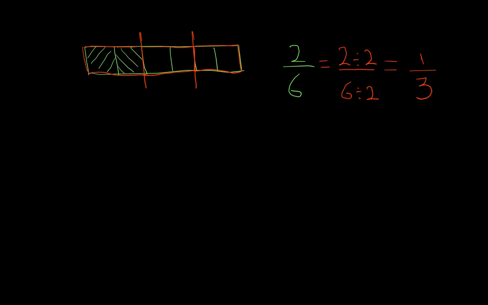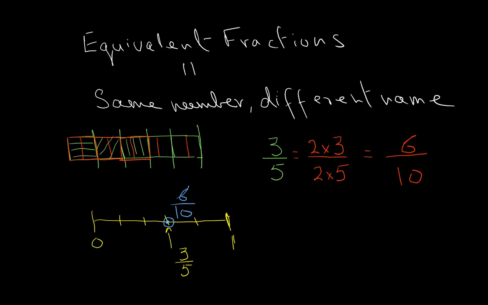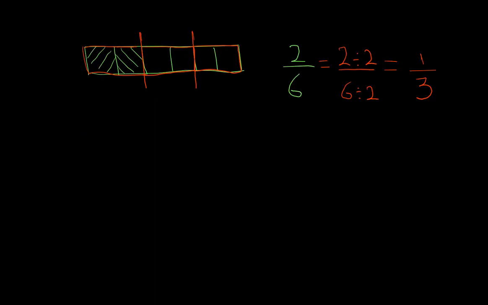Okay, so this is a big idea: you can take a fraction and multiply the denominator and the numerator by the same number, as we did over here. We multiplied the denominator and the numerator by 2, or we could divide the denominator and the numerator by the same number. The important thing to remember is that you have to use the same number for the denominator and the numerator.